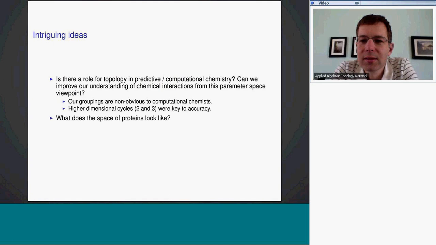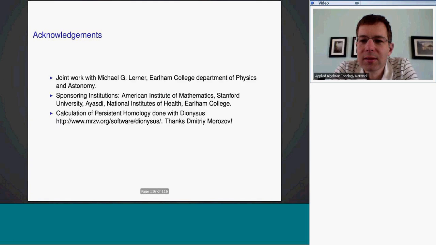I think these drug-like compounds are relatively small. I think it would be really interesting to put more compute power somewhere and look at something like the space of proteins, forming spaces of proteins and understanding how functional groups and protein structure are reflected in the space of proteins.